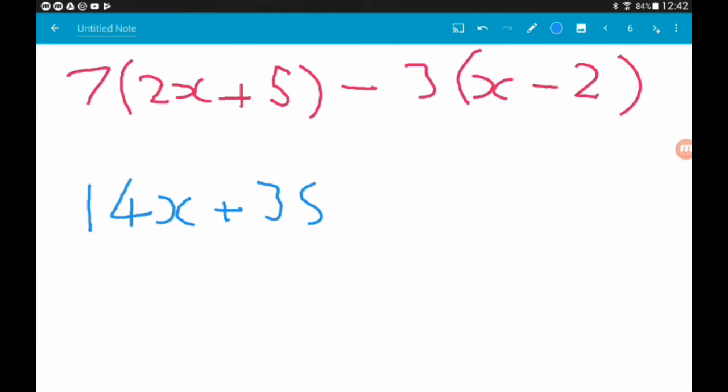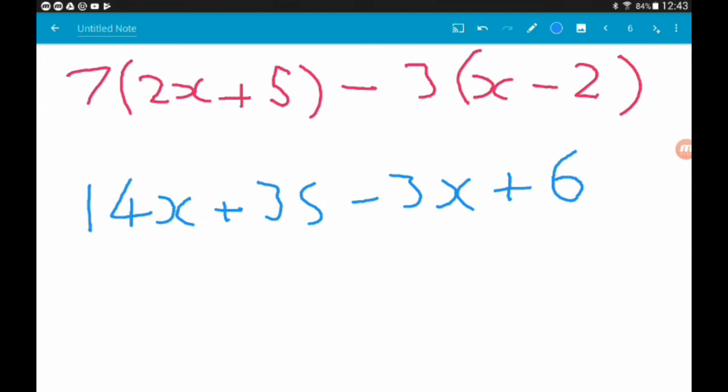So we're doing minus 3 times x. So that's going to give us minus 3x. But then we're doing minus 3 times minus 2. So again, a negative times a negative gives us a positive. So that's going to give us plus 6. Okay, we've expanded. Now we need to simplify.